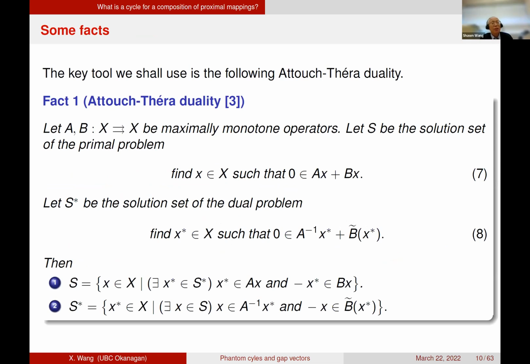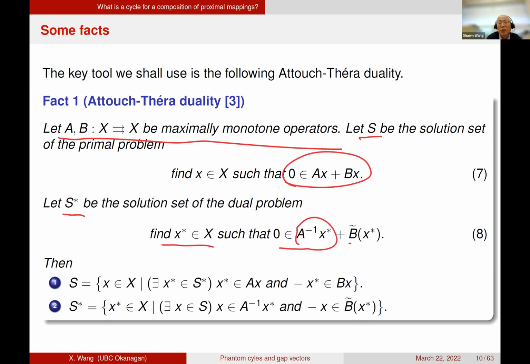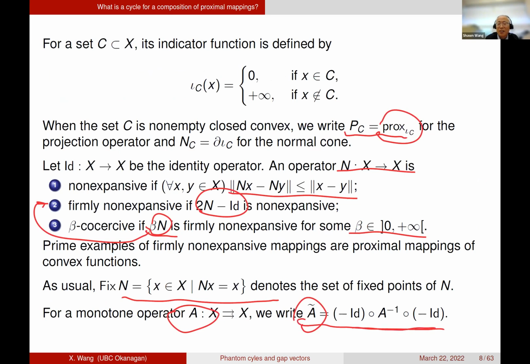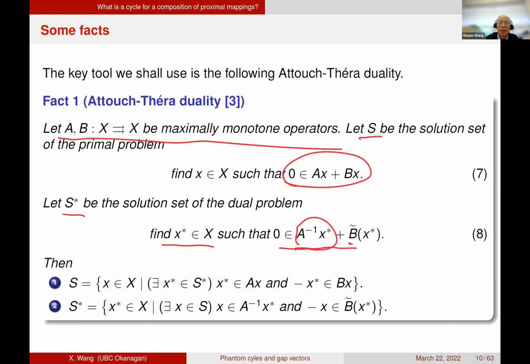So one of the key tools we study is the cycles and gap vectors. We need Attouch-Théra duality. Suppose I have A, B, two maximally monotone operators. If I write the primal solution, 0 belongs to Ax plus Bx, denoted by S, then you have the dual program: find x star such that 0 belongs to A inverse x star plus B tilde, remember my B tilde is defined as some other fancy object like this, A tilde. So I use B tilde in the dual. S is the primal solution set, S star is the dual solution set. You can recover the primal by using the dual solution in this way, and you can recover the dual solution by using the primal set in that way. So they can recover each other perfectly, okay?